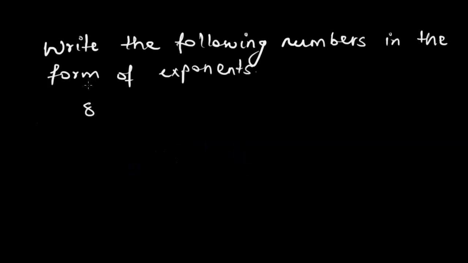We could also be given a question in this form where the question asks us to write the numbers in the form of an exponent, and the first question is 8. So we have to think which number multiplied by itself will give us 8. The simplest number we can try is 2.